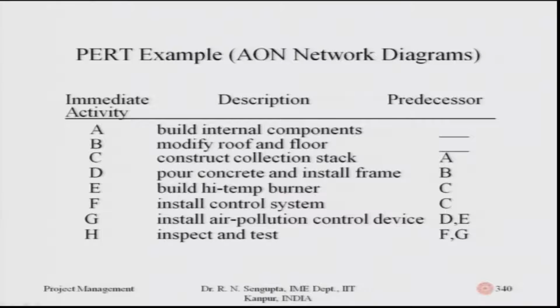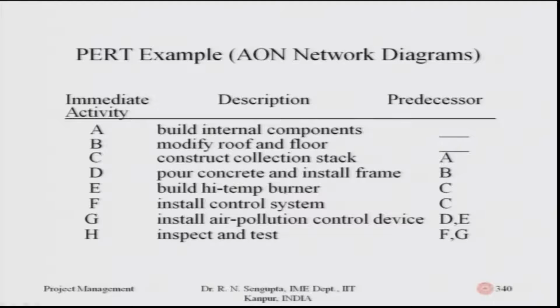The first column lists the immediate activities in front of you: A, B, C, D, E, F, G, H, till the last one, and the descriptions are given. It is basically trying to build up a system where you build the internal components, modify the floor and the roof, then build the air installation. So, you are trying to implement a system for air pollution control and the corresponding structure.